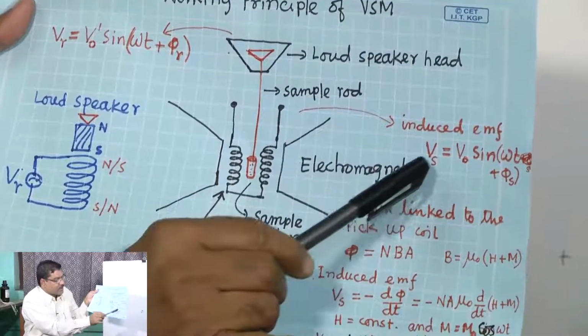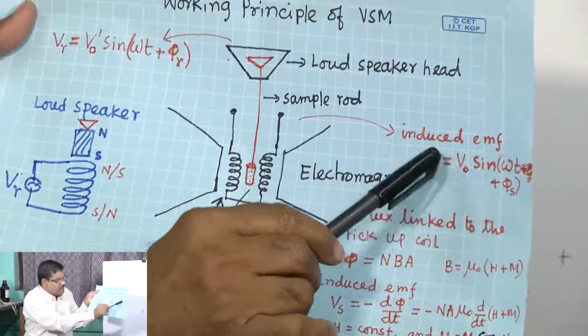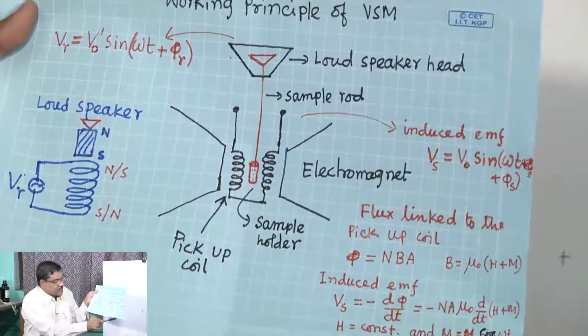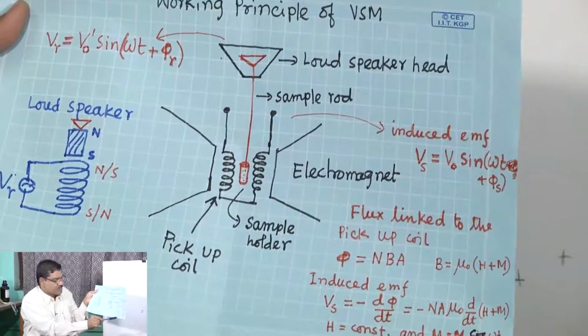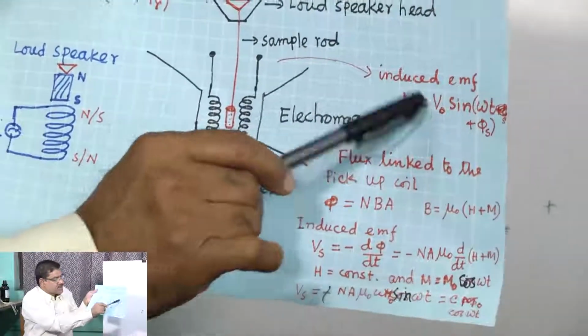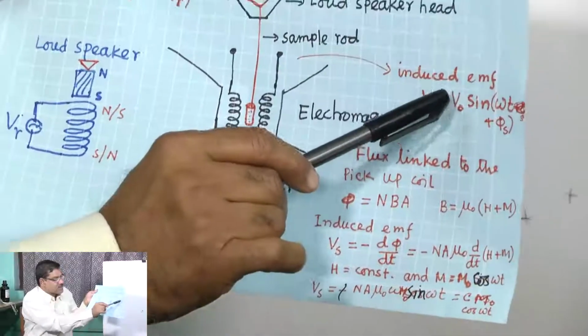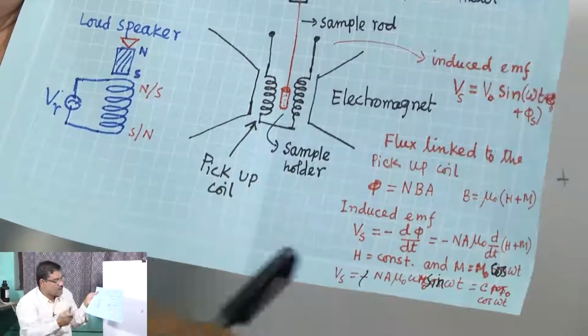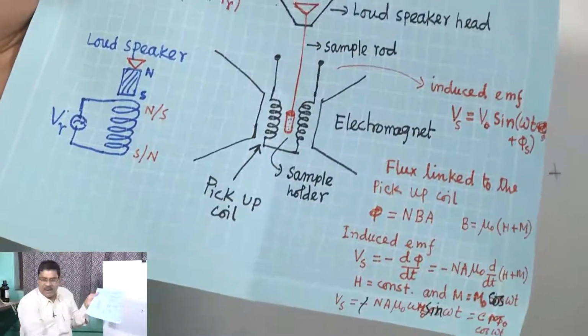When we measure this AC signal, we will get this voltage, and voltage is proportional to the magnetization M, because as I told, V0 is related with this part, M0 is there. Other terms are constant. So, V0 or Vs is proportional to the magnetization.